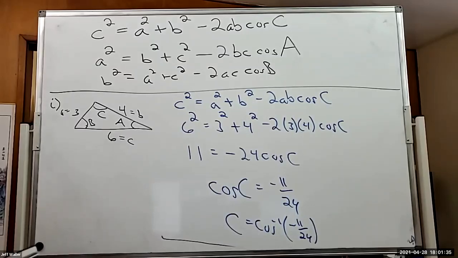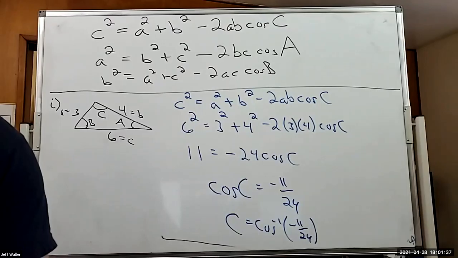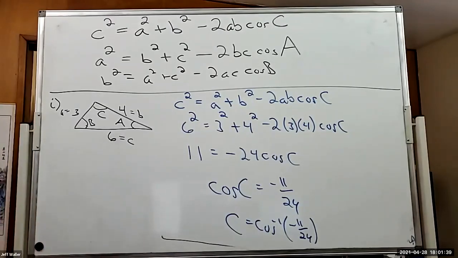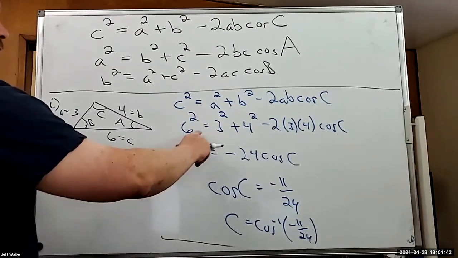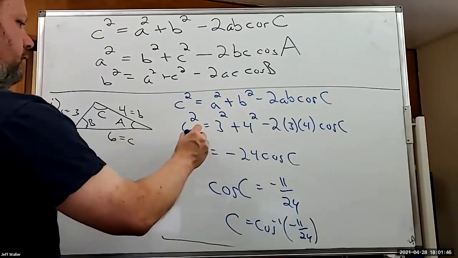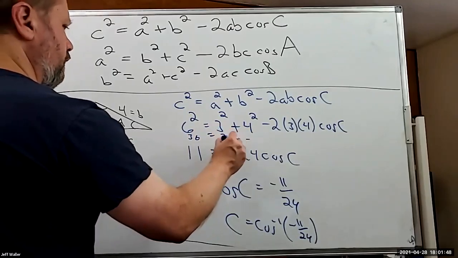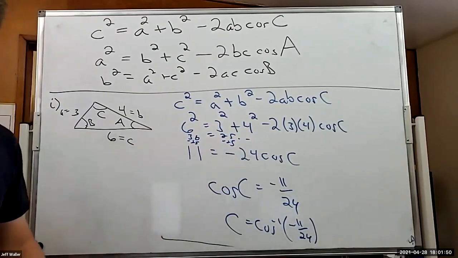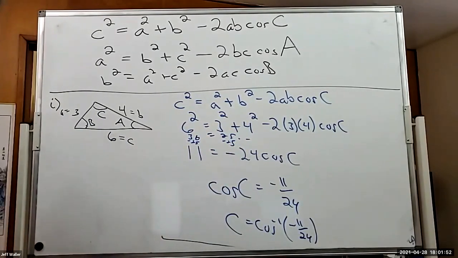Then I'm going to ask you why this answer makes sense. Why is that 11? 9 and 16 is 25, so 36 minus 25. And that's why it's 11. Understood.